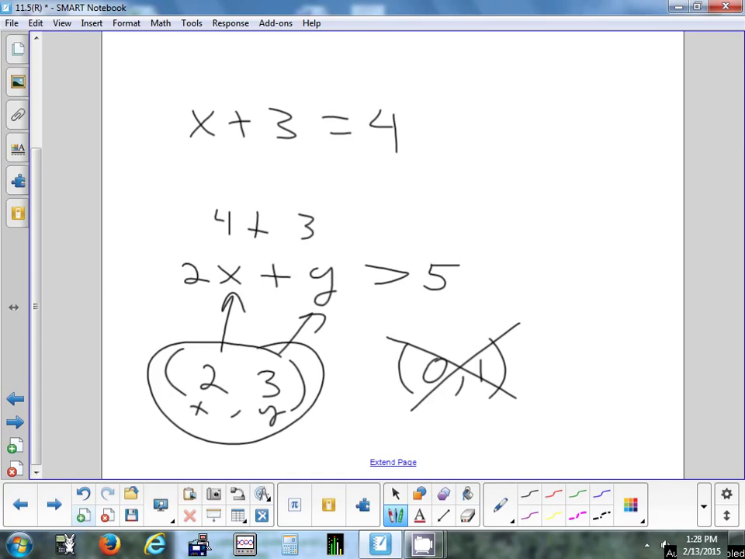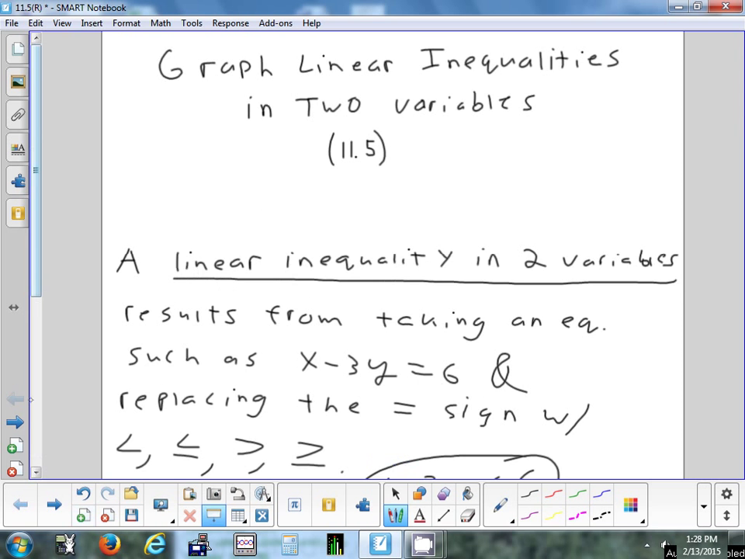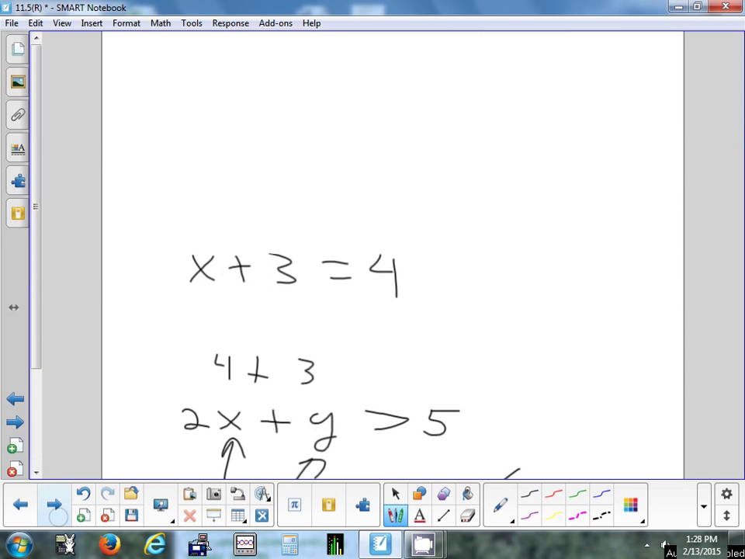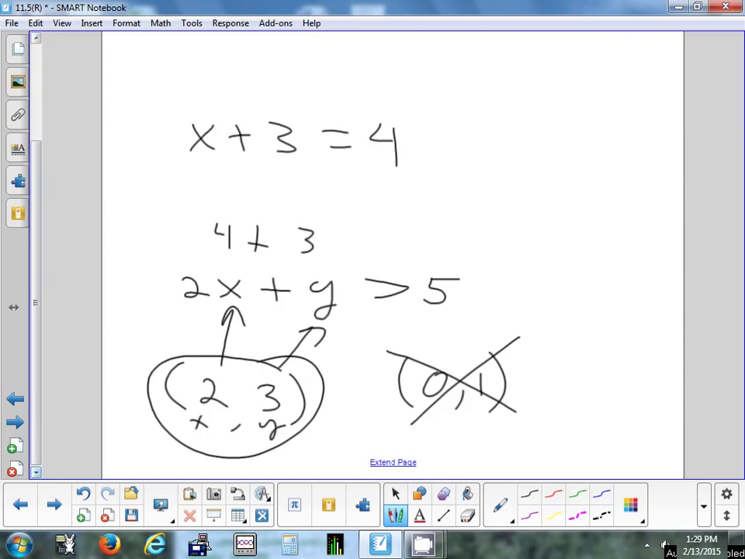So we're going to try to find all the points that do work, and we can't write them all, because there's infinitely many. There's millions of points that work. So what we do is we draw a picture. Just like when you guys did a number line and you shade, it's the same idea. We're going to draw something and shade in. Any question on that? The solution to this kind of problem is any coordinate such that when you plug it in, it makes it true. Just like this example right here. That's a solution to that inequality.